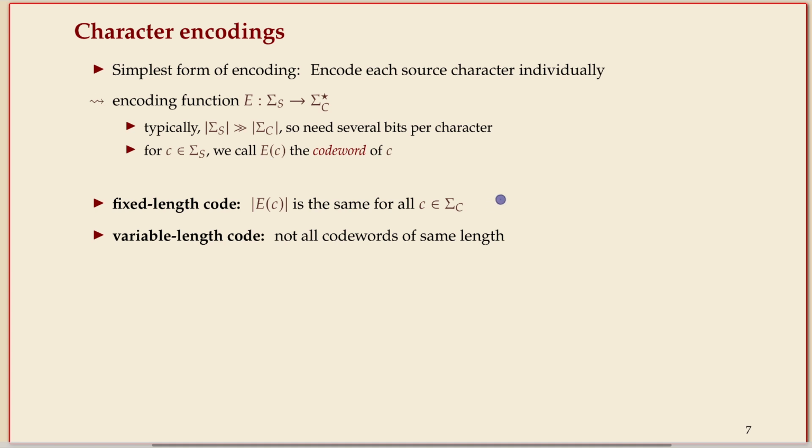Then we can have different codes. The simplest ones are fixed length. Every character in the source alphabet is mapped to the same number of characters in the coded alphabet. But that's not necessarily needed. We can also have encodings that give different lengths.